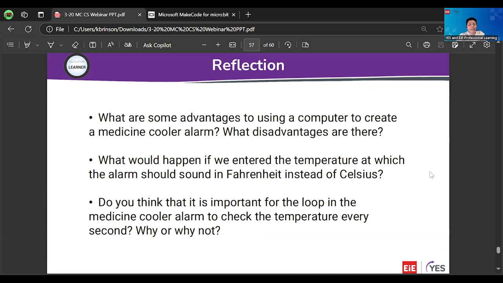Again, and then there's some reflection on if we messed up and put the wrong degrees, like if we did Fahrenheit instead of Celsius, knowing that we might have human error like that in a code, knowing that that would impact our designs and that our medicine might go bad in that case. And then, of course, do you think that it's important for the loop in the medicine cooler alarm to check the temperature every second? Typically, the answer to this is no. Maybe the temperature doesn't change that drastically that quickly, and having some conversations around that.